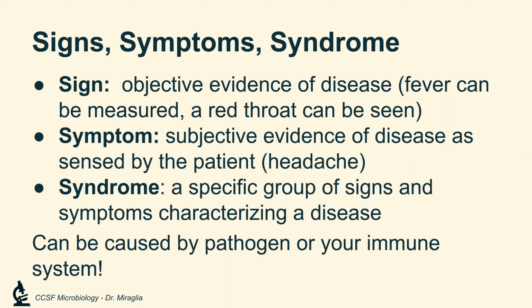A sign is an objective evidence of a disease. For example, something that the doctor can measure like a fever. So they can actually take your temperature and say, oh, you actually are sick because you have a fever. They might be able to see a red throat or see a rash on your skin, for example. Those would be signs of disease.